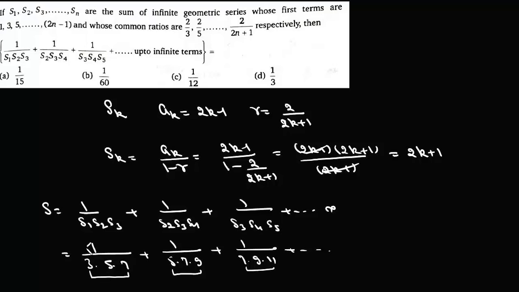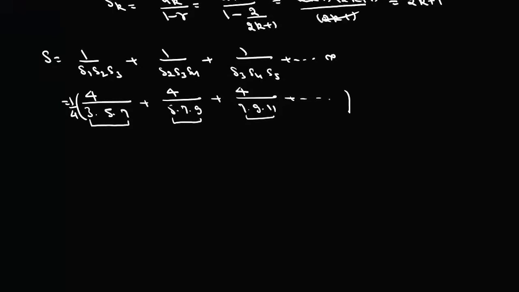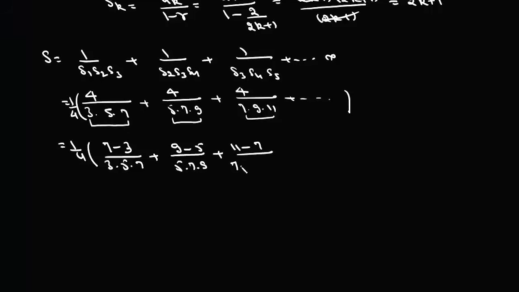So what we'll do is, we'll multiply with 4 and we'll divide with 4. Now we can write this as 7 minus 3 over 3 into 5 into 7, this is 9 minus 5 over 5 into 7 into 9, 11 minus 7 over 7 into 9 into 11. This is 1 by 4.